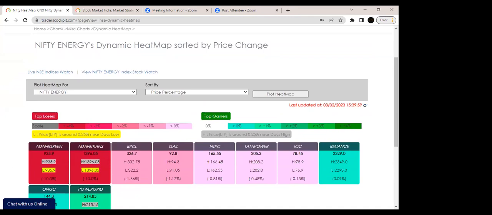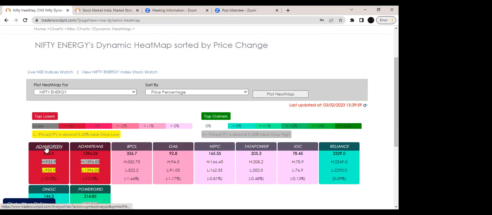These are the stocks in the Nifty Energy. The top losers are Adani Green and Adani Trans. These are the stocks which are bleeding. They are already trading in the lower circuit. You already know what is happening in Adani and why they are bleeding in the markets, so we'll have a small discussion in the later part. BPCL and GAIL, you can see these two stocks are losing 1.66 and 1.17. So Nifty Energy is a top loser.